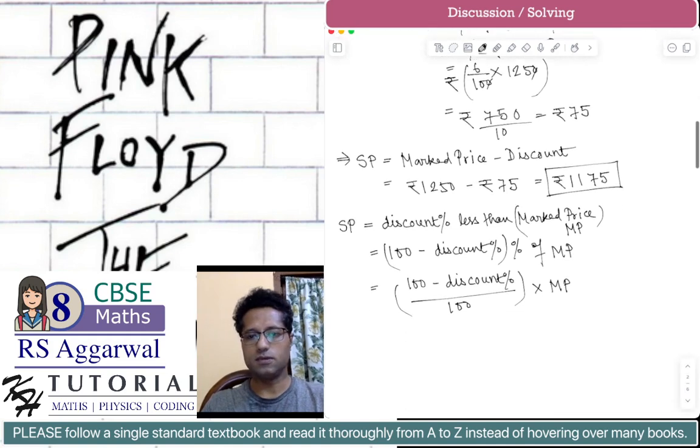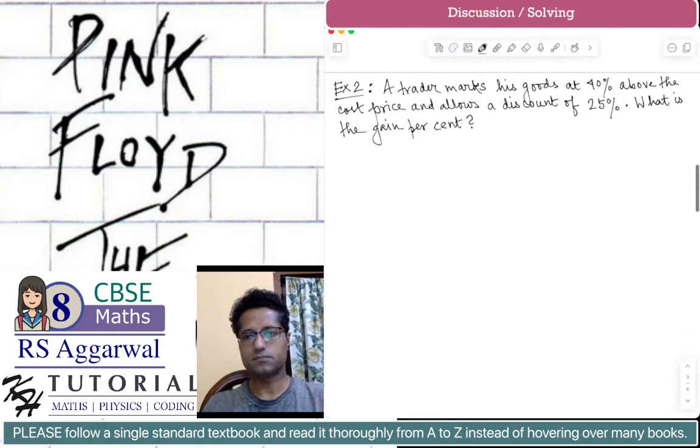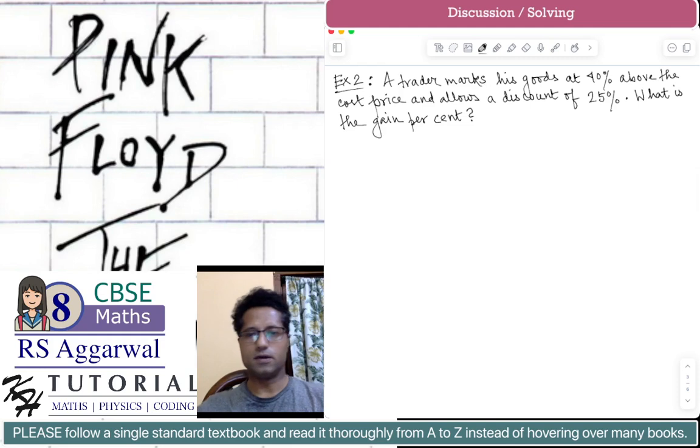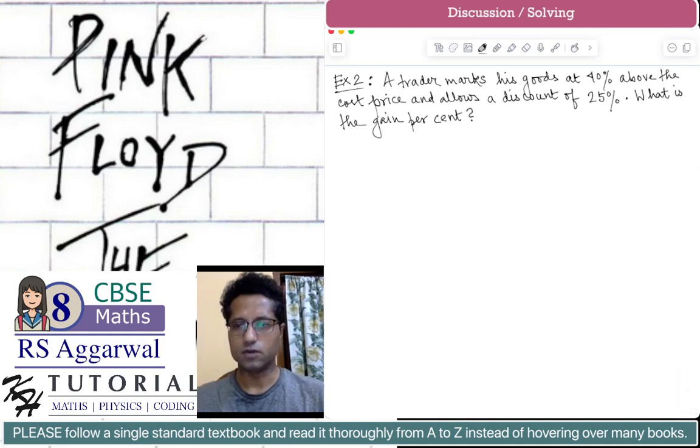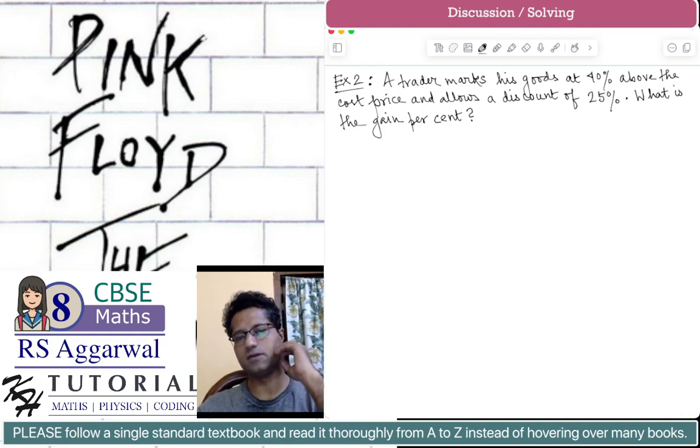Okay, let's see the next problem. This is saying a trader marks his goods at 40% above the cost price. Now, the cost price of a trader actually indicates the list price given by the manufacturer. Anyway, so a trader marks his goods at 40% above the cost price and allows a discount of 25%. What is the gain percent?